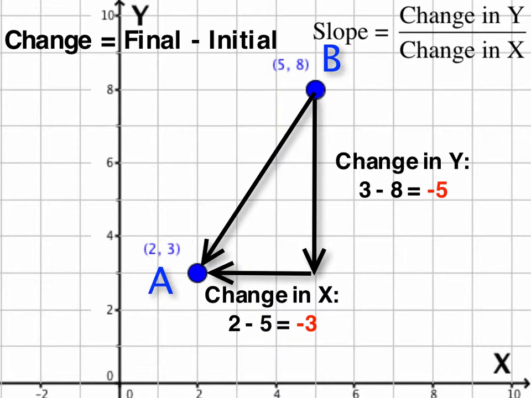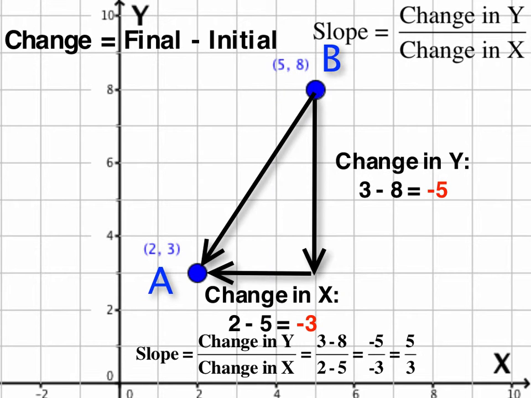So now that we've got our change in y and our change in x, we're ready to find the slope. The slope equals negative 5 over negative 3, which is of course the same as 5 over 3. And that's why it doesn't matter whether we go from point A to point B or point B to point A. We find the exact same slope, and hence we would have found the exact same equation.